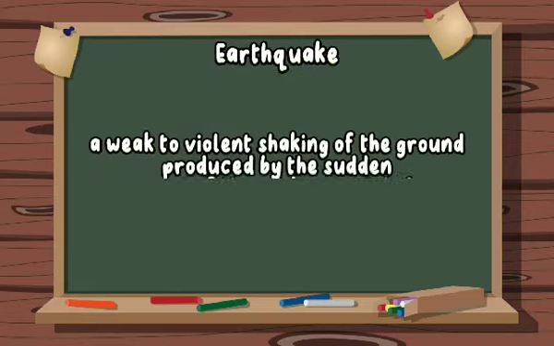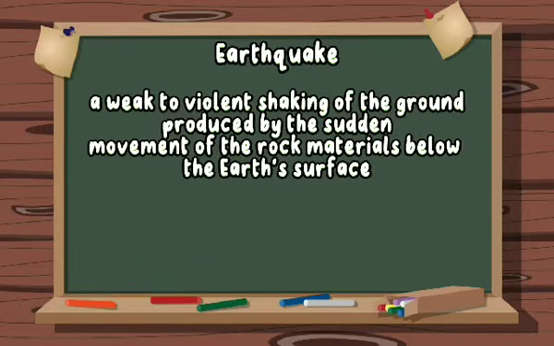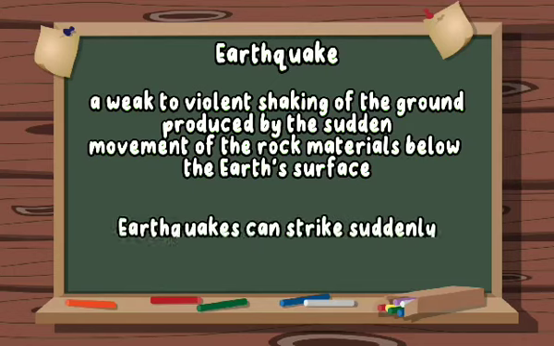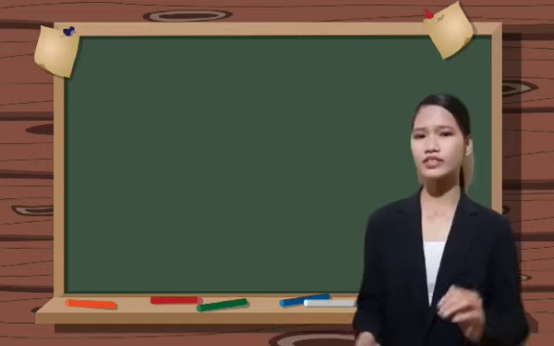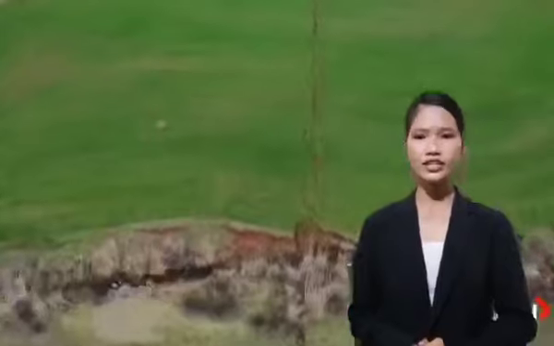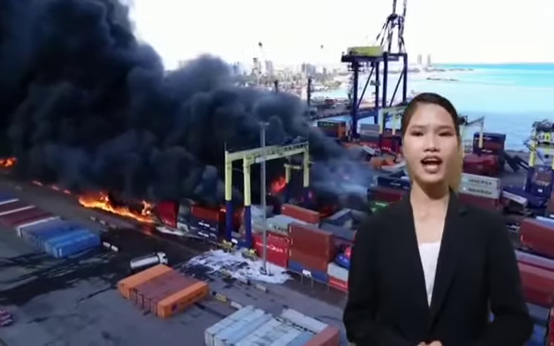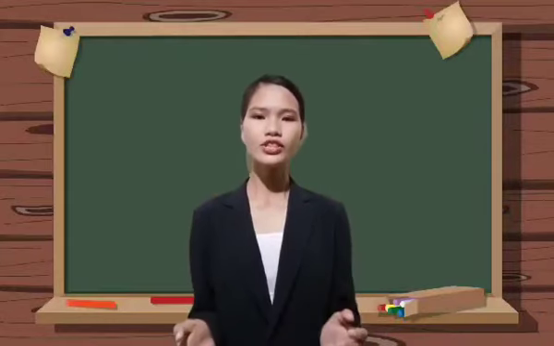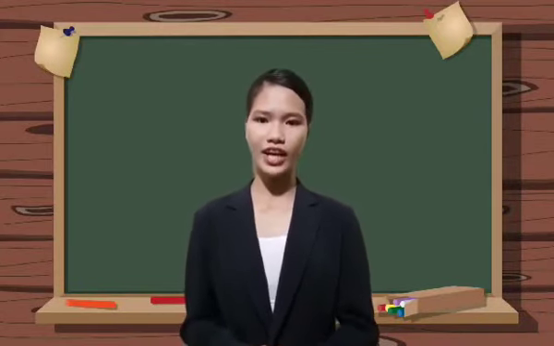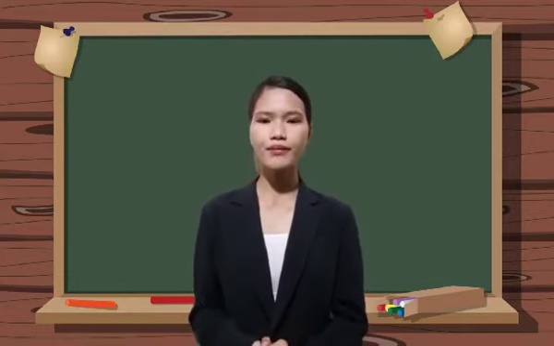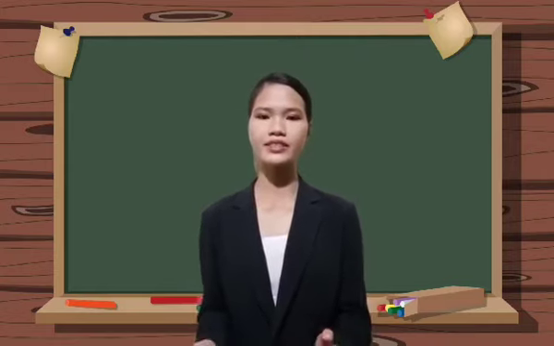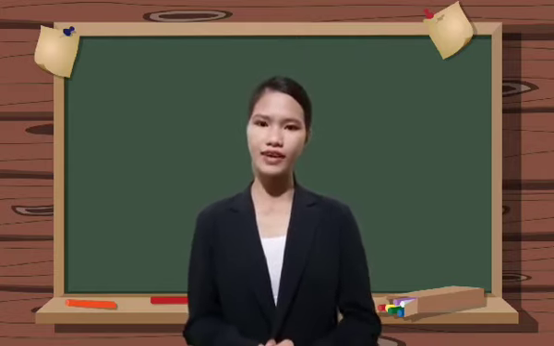An earthquake is a weak to violent shaking of the ground produced by the sudden movements of rock materials below the Earth's surface. Earthquake can strike suddenly and without warning. Earthquakes can result in the ground shaking, soil liquefaction, landslide, fissures, avalanche, fires, and tsunamis. We should all know that earthquakes suddenly strike anywhere like a proverbial thief in the night. Safety from earthquakes requires constant preparedness even long before potential disastrous events occur.